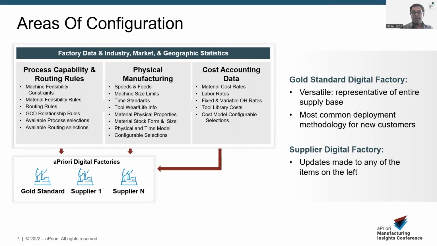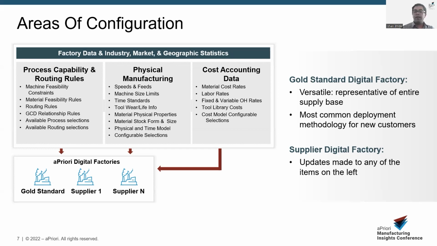First is the process capabilities and routing rules, where processes and routing selections are defined, along with machines and materials feasibility rules. Then there's the actual manufacturing, so the speeds and feeds, time standards, stock forms, etc. And lastly, the cost accounting data with the rates.